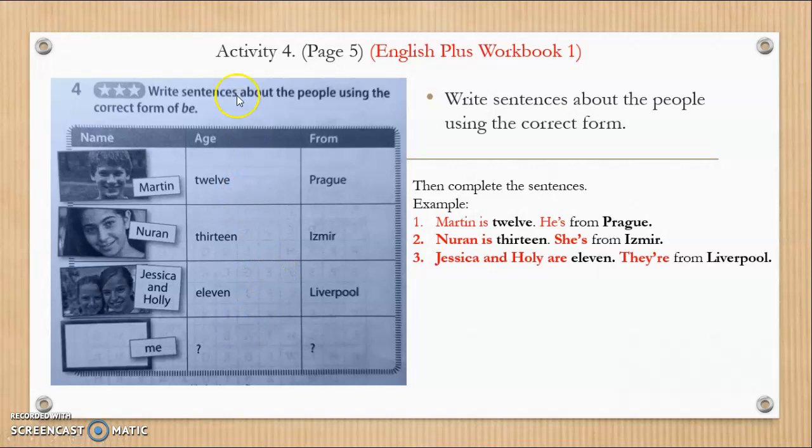Next, activity 4, page 5, still under English Plus Workbook 1. These are in your textbook, sorry, in your activity book.